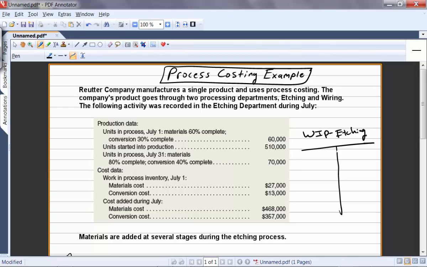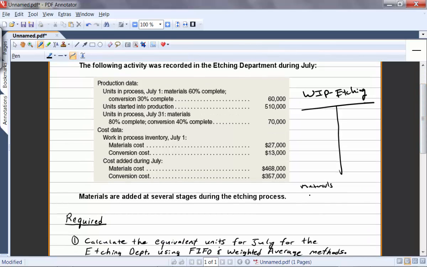Now, when we're doing these examples, we're going to let the cost for materials just be labeled as materials, and then the cost for labor and overhead, we're going to label as conversion costs. So conversion costs are those costs that are incurred for labor and manufacturing overhead, and materials cost would be those costs that are incurred for direct materials.